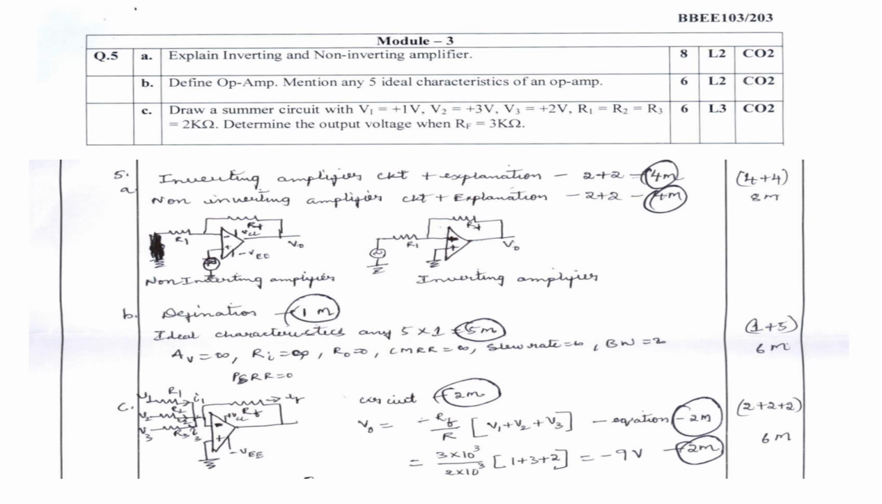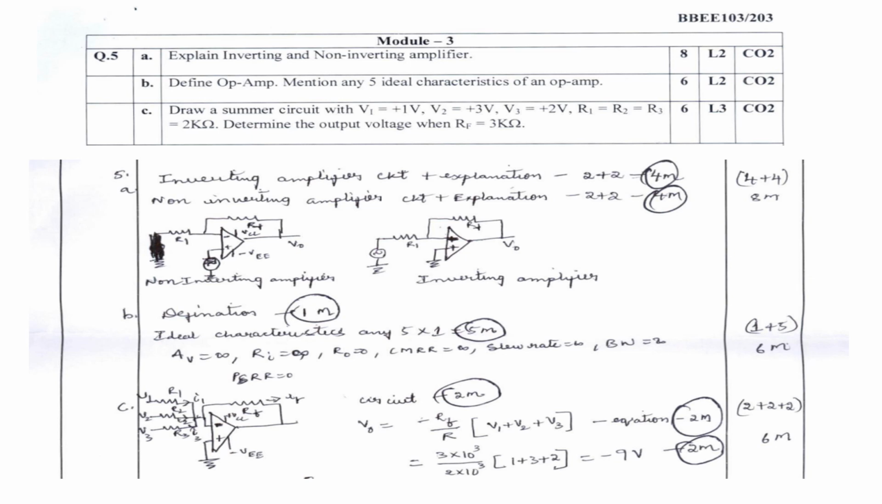B question is op-amp. So definition of op-amp carries 1 mark, and you have to determine the 5 ideal characteristics of op-amp. Each carries 1 mark, so it is 5 marks. With the definition it is totally 6 marks.